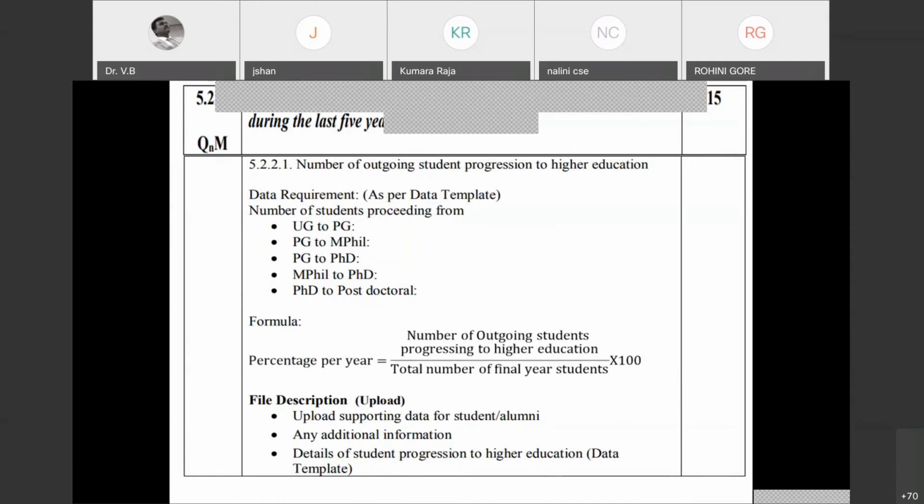The number of outgoing students progressing to higher education. Here, UG to PG, PG to MPhil, PG to PhD, MPhil to PhD. Once you enter these student numbers in the data template, then you have to have the proof of their migrating from UG to PG. The supporting document should be there, the letter of admission that they have got.